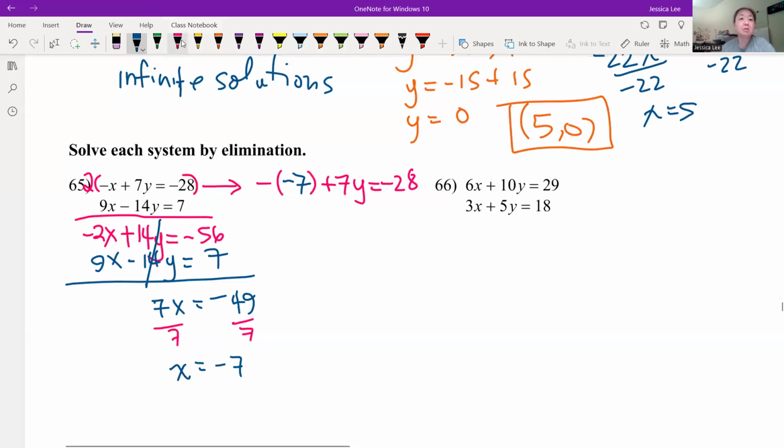So I'm going to rewrite this. So the negative of -7 is +7, plus 7y is equal to -28. And then again, two-step equation.